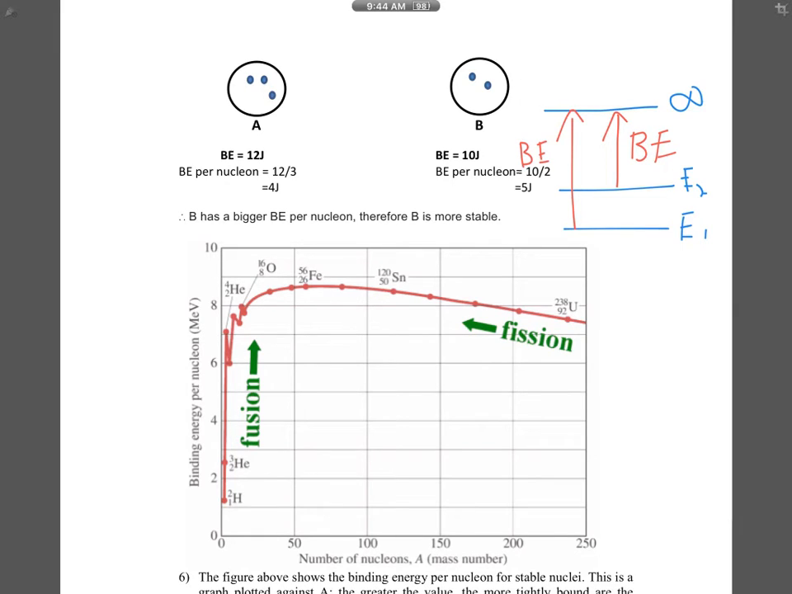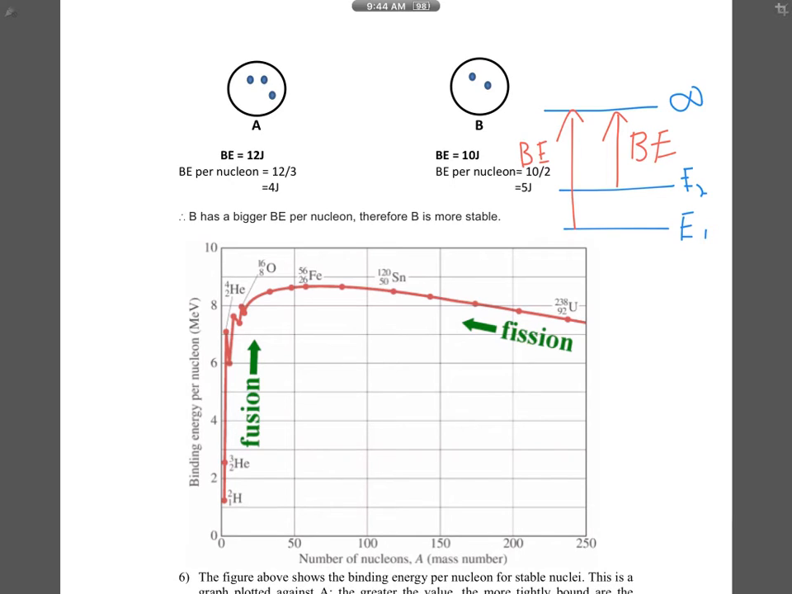But if you look at binding energy per nucleon, that means you take the binding energy divided by the number of nucleons, you will get 12 divided by 3, you get 4, right? And for this, you take 10 divided by 2, you get 5. So which one has higher binding energy per nucleon? You have B. So therefore, which is more stable? B.